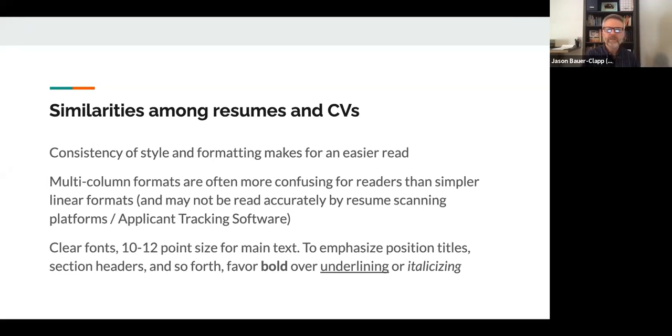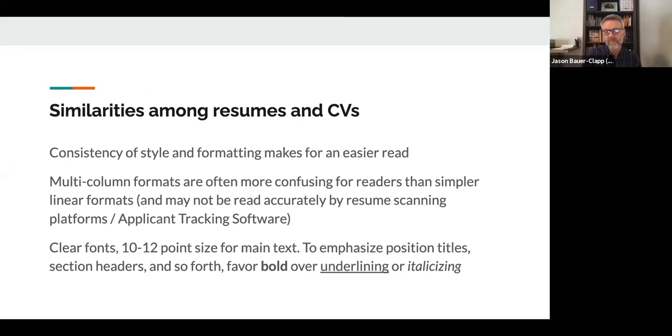Consistency of style and formatting: pick a font and stick with that font. If you're going to use boldface for experience titles, use that consistently throughout. If you're going to put date ranges towards the right side of the page, use that consistently throughout. You sort of train your readers towards the top of the page on how you're going to present information. And the more that you can follow that, the easier it is for them to really engage with your content.